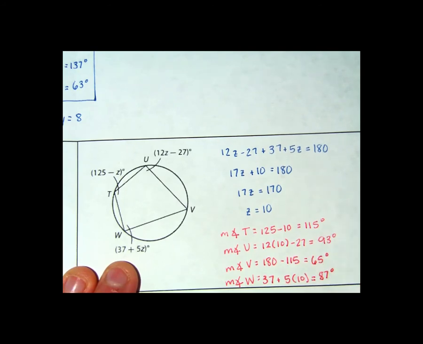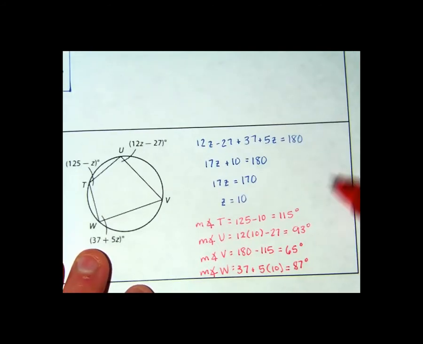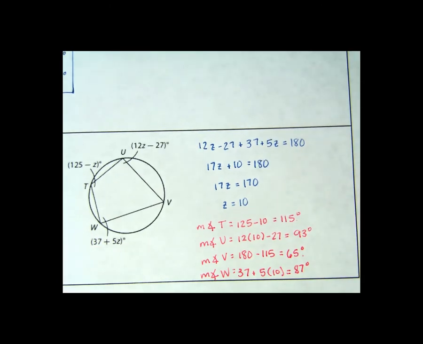We could check to make sure that all this stuff is correct. For instance, is 115 plus 65 really 180? Yes. Is 93 plus 87 really 180? Yes. Do all four add up to 360? Yes. Those are good checks. If those do not work out, something has gone wrong, because they all should check. They should be the same.